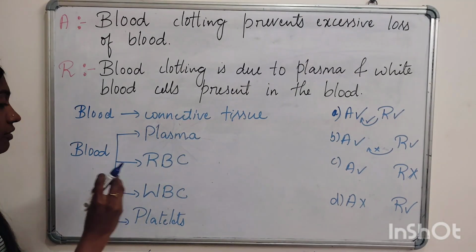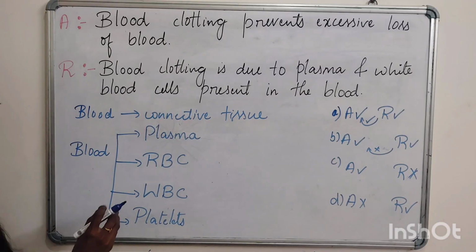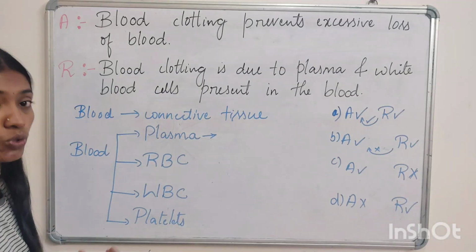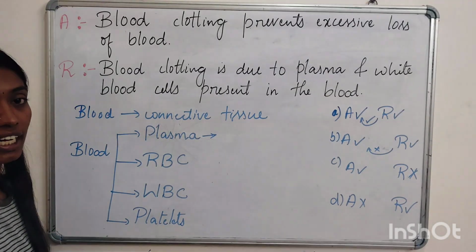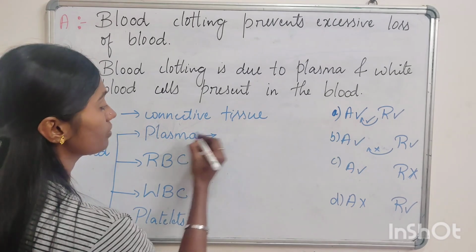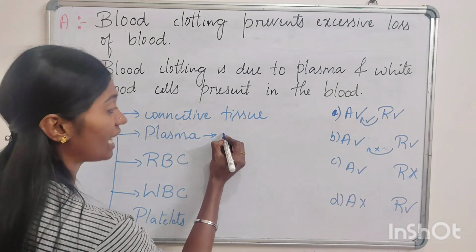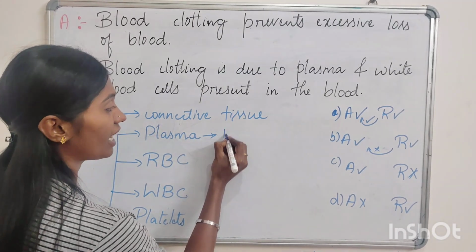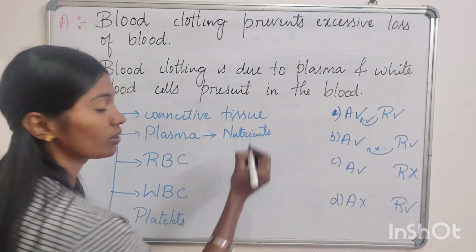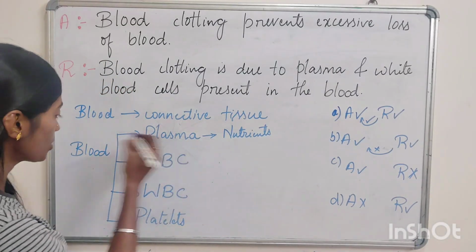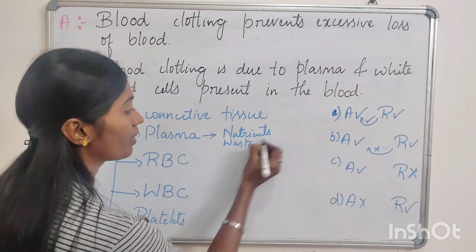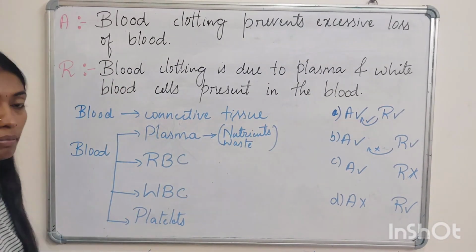Let us see the function of each component of the blood. Plasma, which is present in the blood, helps to carry the nutrients and waste material. What is the function of plasma? It carries the nutrients. Whatever nutrients we want will be carried through the plasma. Not only nutrients, even the waste materials are carried through the plasma.